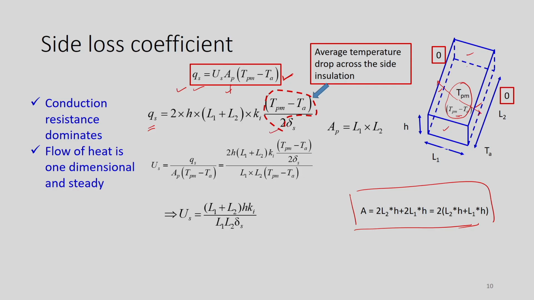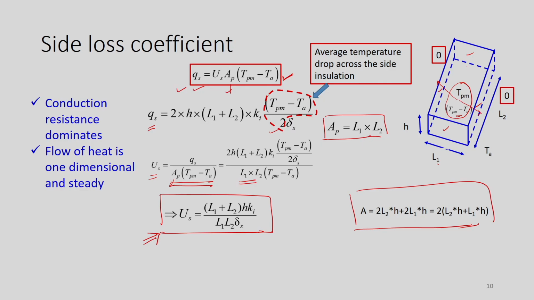So, if I am interested in this US, then how can we do it? Qs divided by Ap multiplied by Tpm minus Ta. This is the expression, and what is the plate area? If we consider L1 and L2 as the breadth and length, then if we multiply these, what we will get is Ap, what is written here. And this expression is known to us. If we substitute this value, then what we will have is nothing but US. This US is nothing but the side loss coefficient, right.